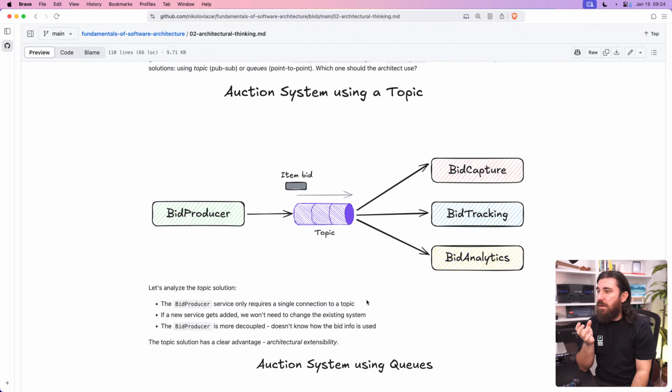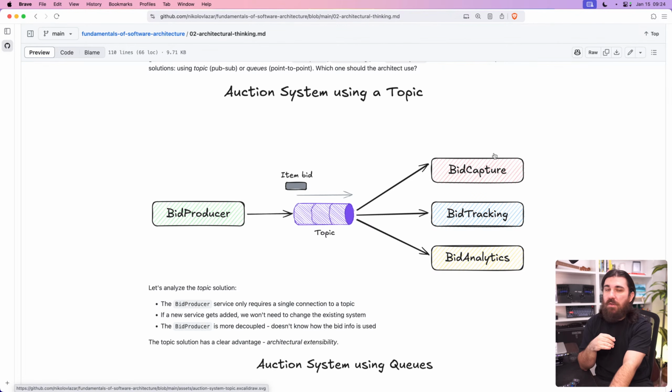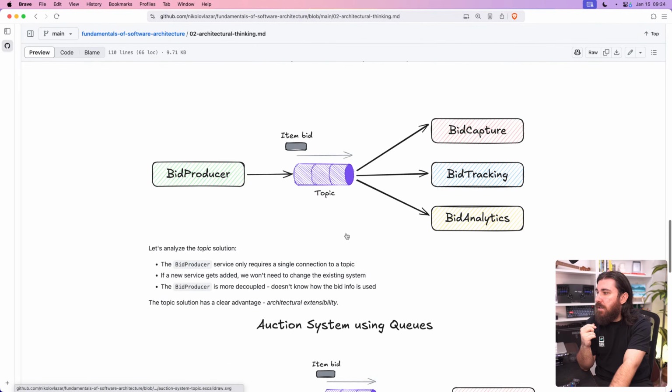We have a central topic system like Kafka. There are producers, there are consumers. In this case, the bid producer is a producer, and the three services on the right are all consumers, which subscribe to the topic in order to get the events and the details, right?